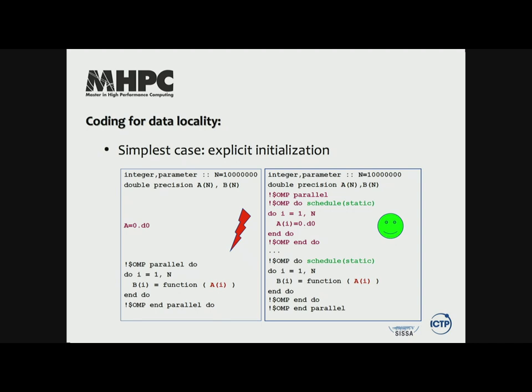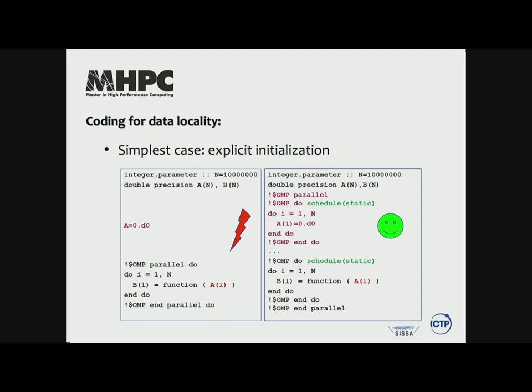Then when I parallelize it, I can be quite efficient accessing the first part of the array, but not at all efficient for the second part of the array. So what I have to keep in mind is that when I initialize my array, I explicitly initialize it in a parallel way as well.